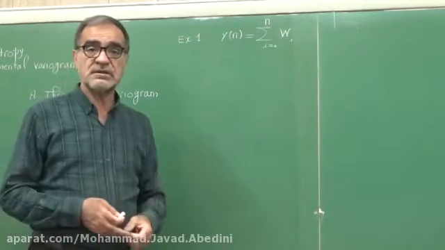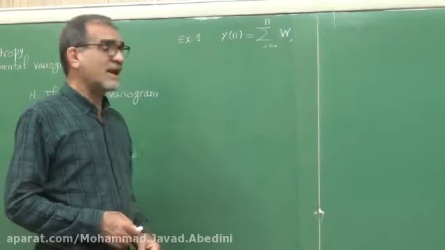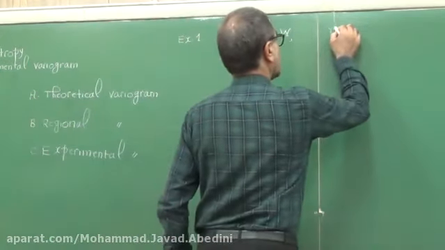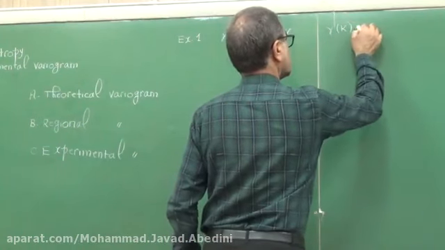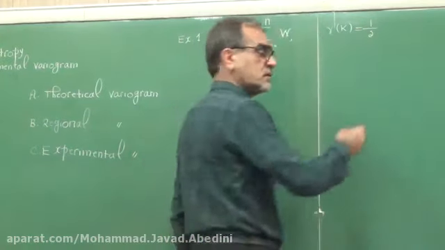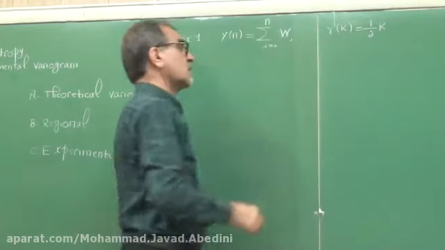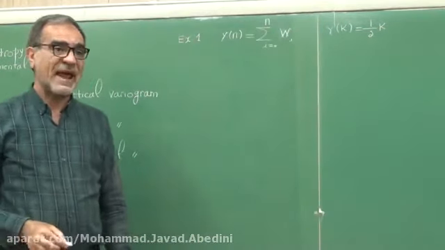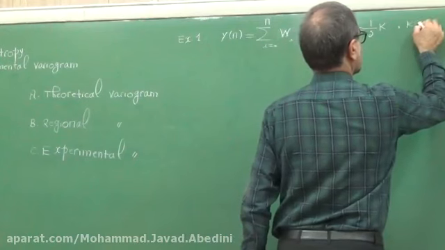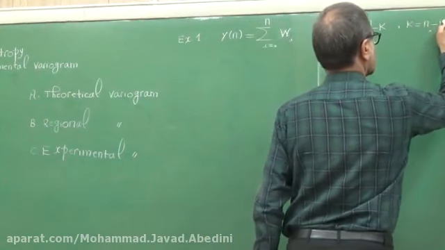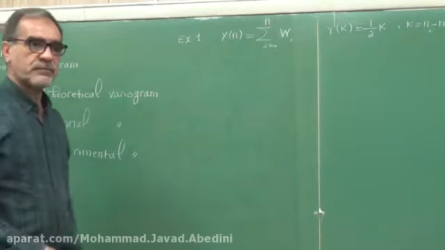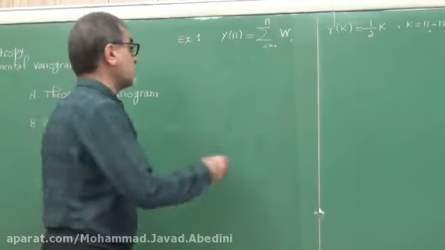And then we realize that the variogram corresponding to this random function, gamma as a function of k, is equal to 1/2 times k. This k is considered to be separation lag. k is equal to n sub i minus n sub j. This is theoretical value.